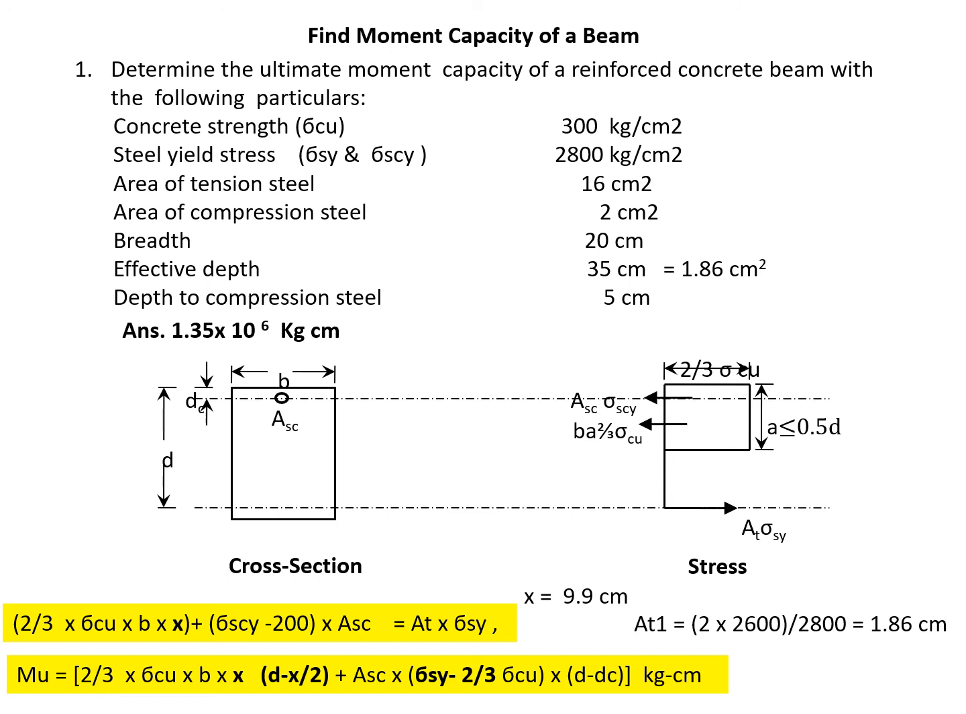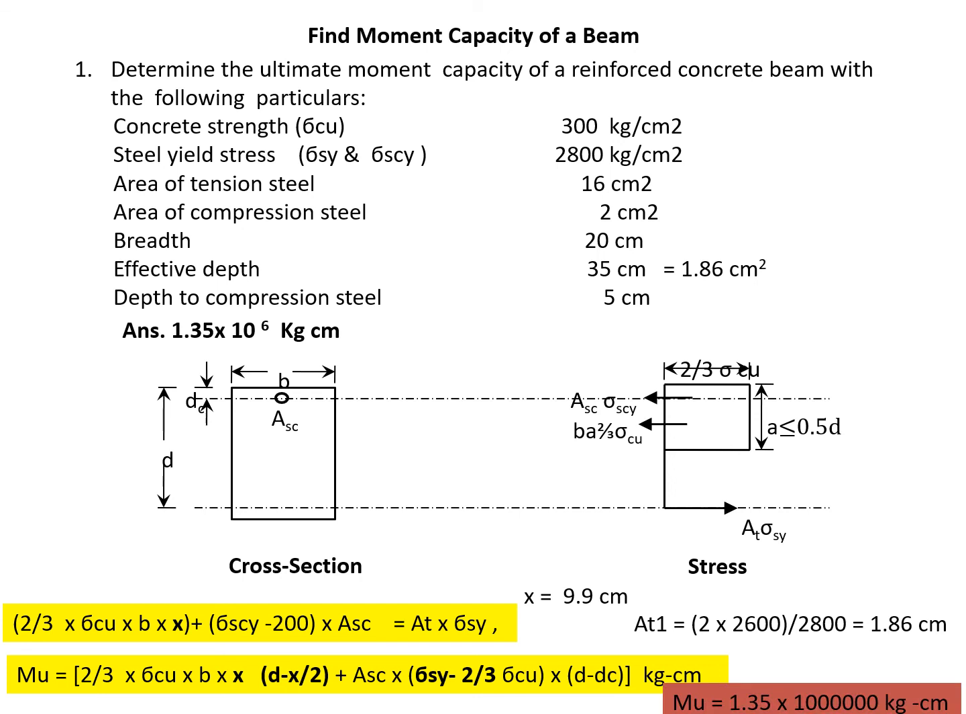How did we get it? 2600 into 2 upon 24, 2800. How did we get that? Because AC is 2 and corresponding AS1 I have found 1.86. And then here you put in Mu the two components. First is 2/3 sigma Cu B into X, X is 9.91, d minus X by 2. That's the first part. And second is due to that ASC. ASC sigma SY minus 2/3 sigma Cu, d minus dc is the distance between the two steels.